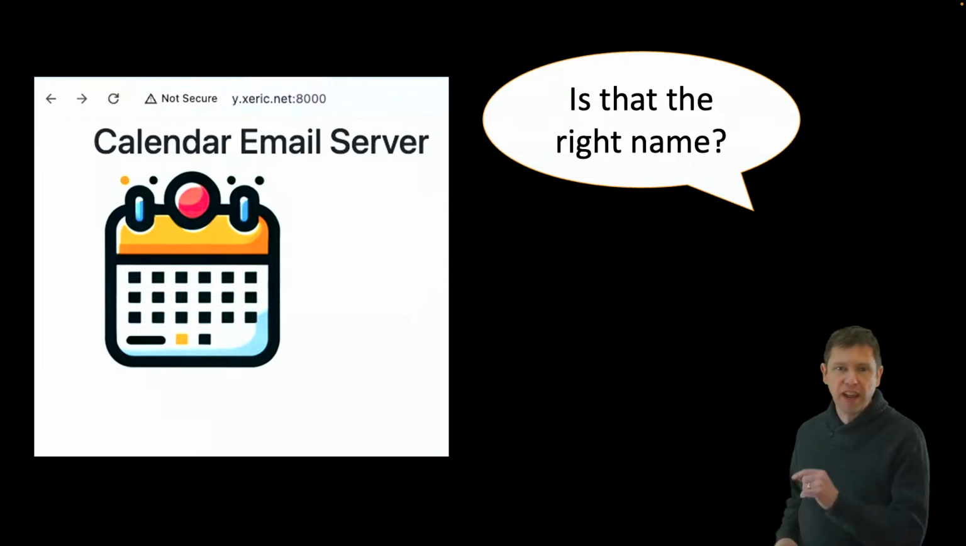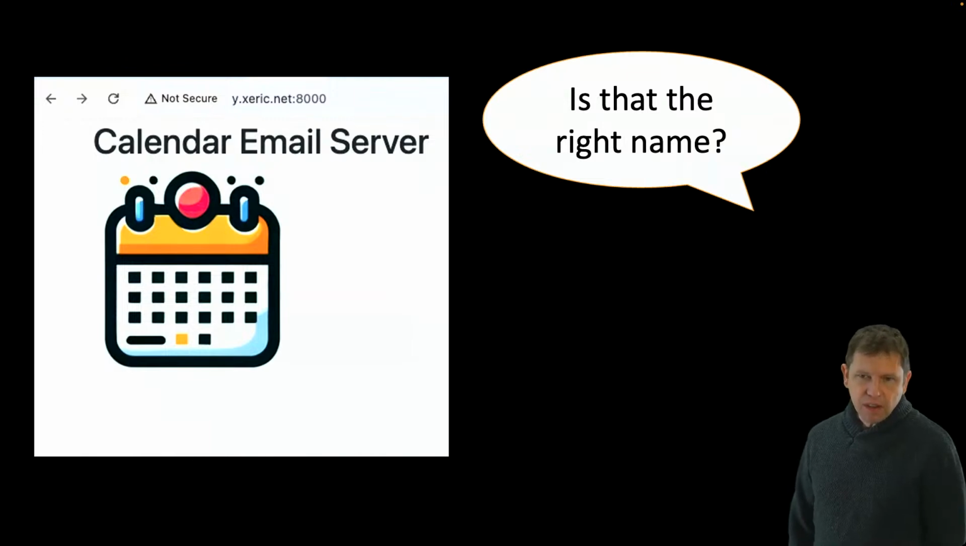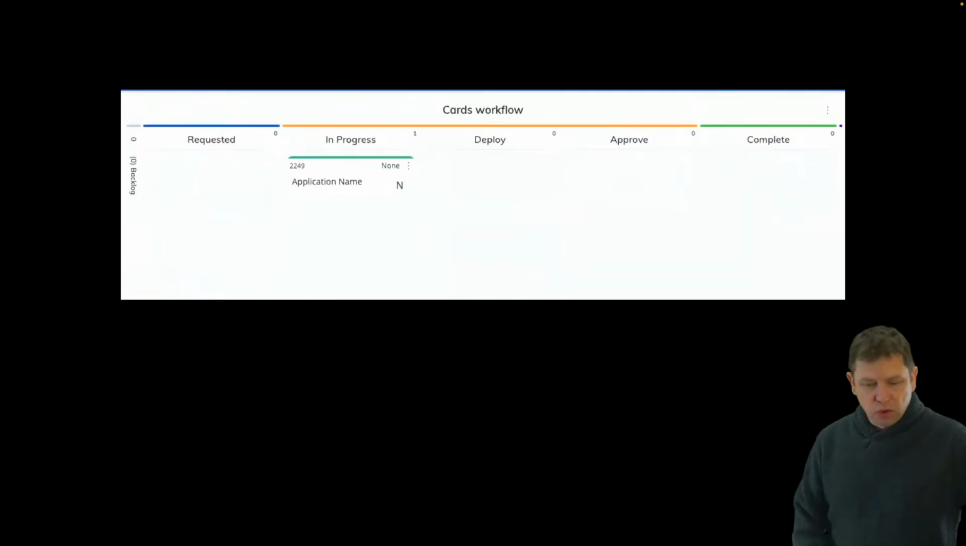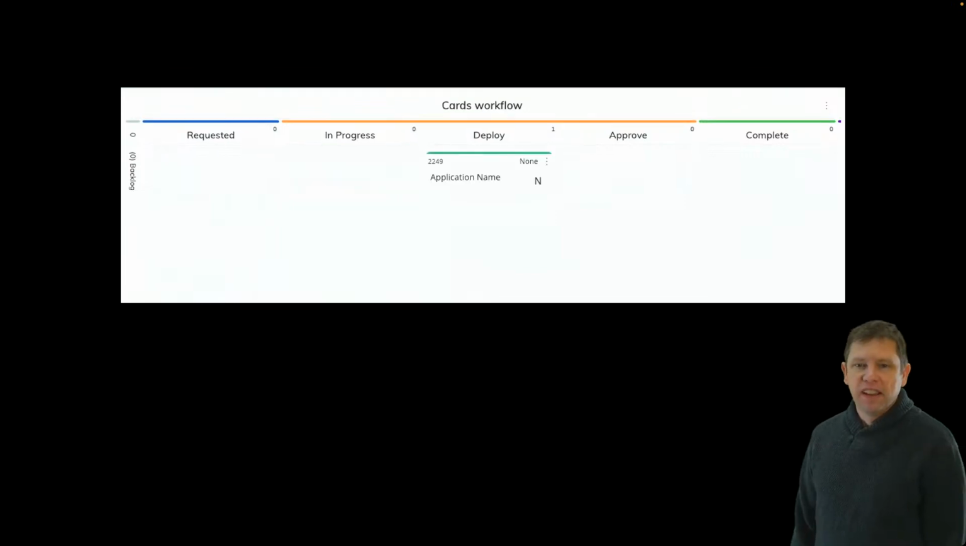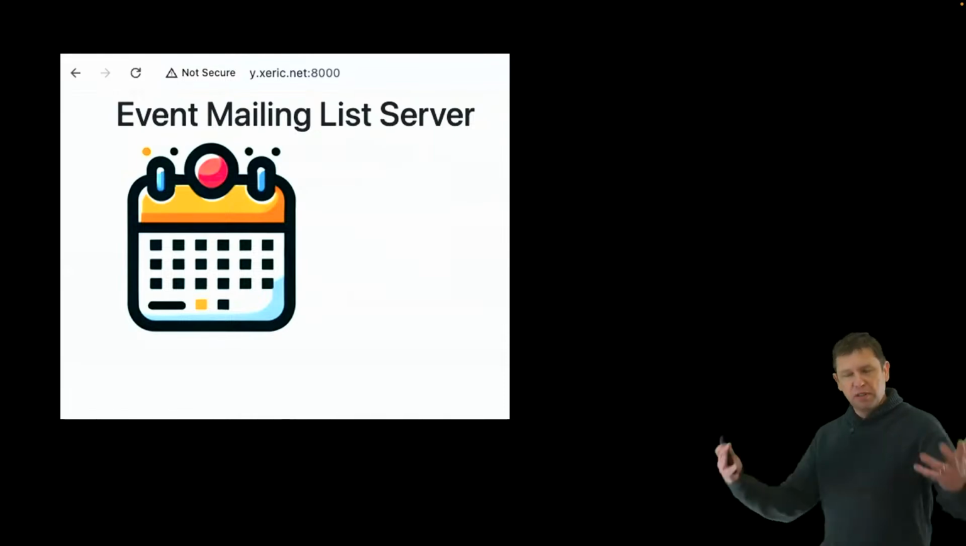And if you notice in this particular case, that's not just running on my local computer, that's running up on a server. So it's actually deployed where we were running it. Okay, so is that the right name? Well, we find out it's not, so we drag the story back over into in progress, and we do some more work, and we get it deployed, and then we deploy it again. It's Event Mailing List Server, and this is what the customer wanted.